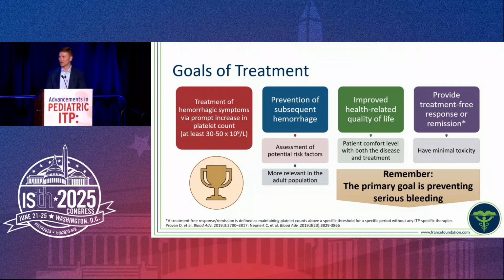Overall, our goals for treatment are ultimately to prevent serious hemorrhagic complications, and sometimes the goal is to double your baseline platelet count and at least achieve a platelet count of 30 to 50. Prevention of subsequent hemorrhage is also a target, and overall we want to balance the side effects of our therapies. So we want to improve health-related quality of life and not make it worse by adding unnecessary treatments or treatments that have a lot of side effects. It's important for us to provide a treatment-free response and remission, and that's the ultimate goal, but our primary goal is to prevent serious bleeding.